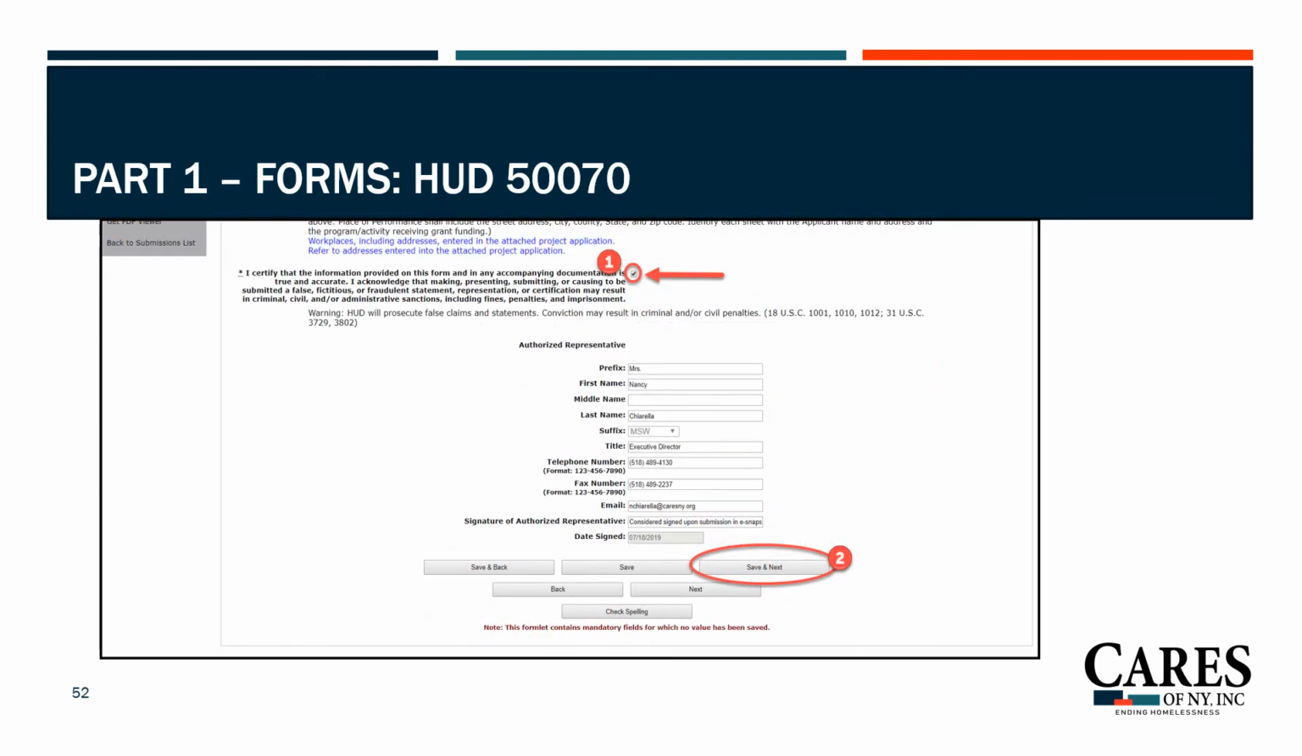As you scroll down the HUD 50070 form, first you will check the box that you certified the information provided is correct, review the information below, or complete the information in full, and lastly click the Save and Next button. Note that you will need to attach a document with the address of where project services will be provided in later parts of the application.